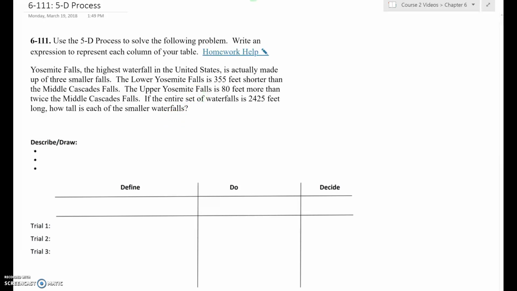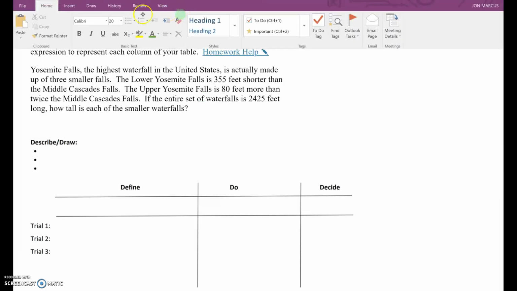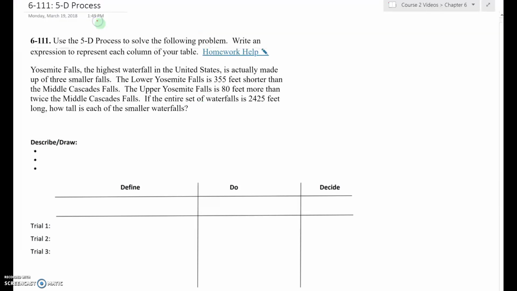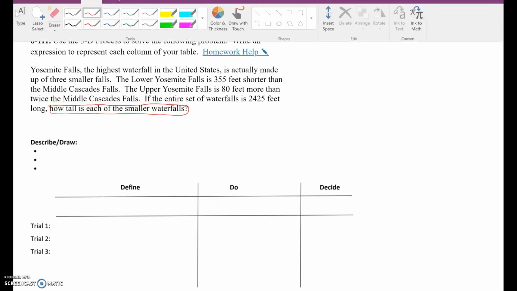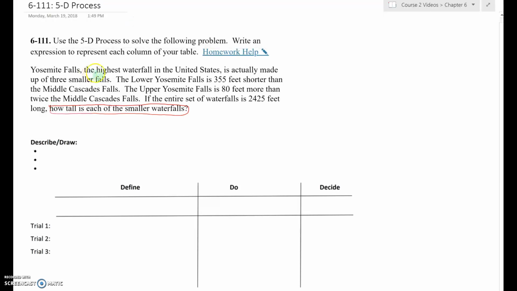So it looks like they're asking about the 2 smallest ones. So I'm going to go ahead and box my question. How tall is each of the smaller waterfalls? I know this is about 3 different types of falls. So we're talking about the lower Yosemite Falls, the middle Cascade Falls, and the upper Yosemite Falls. So lower, mid, and upper.